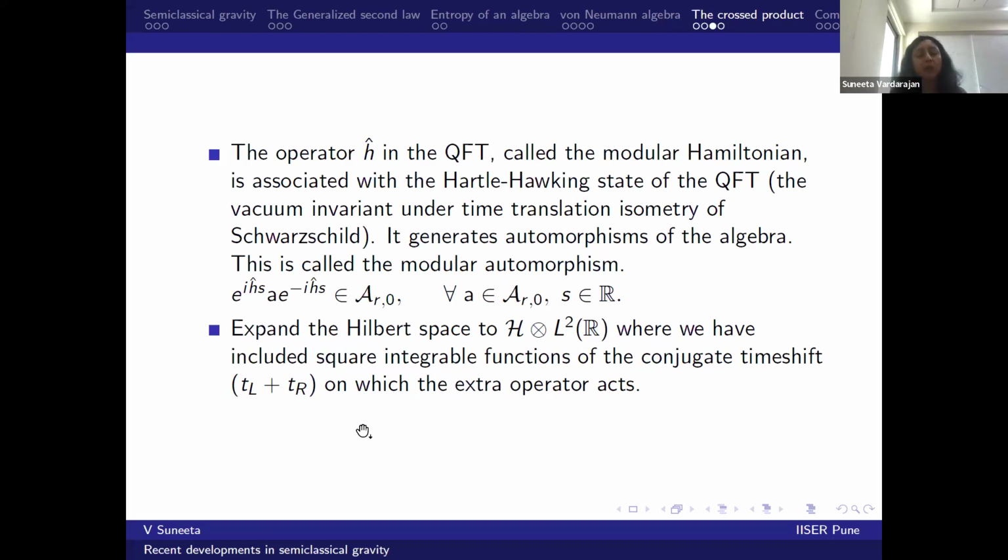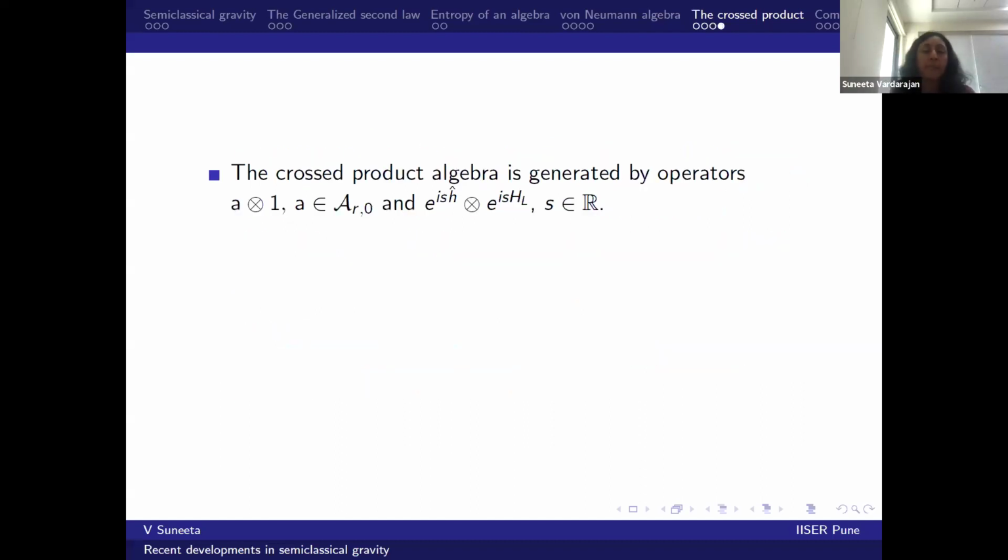I will not get into this. It's called the time shift, but it doesn't matter. You just think of it as time. Hamiltonian is always conjugate to the time. So you can think of this extra piece you have added as either square integrable functions of the Hamiltonian or square integrable functions of the conjugate time. This is the construction: you added one extra operator and one extra Hilbert space on which that extra operator acts. This construction is called the cross product algebra.